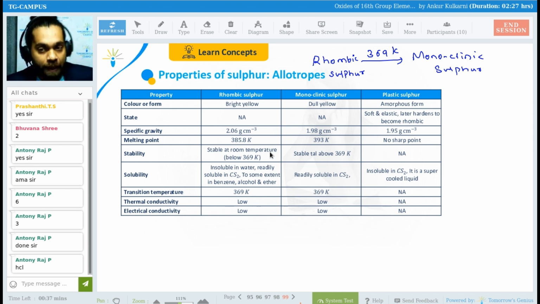Now you will ask me, what about plastic sulfur? Plastic sulfur is actually an amorphous form. It does not have any proper transition temperature. What do you mean by amorphous? The amorphous solid. What is the main difference between crystalline and amorphous?